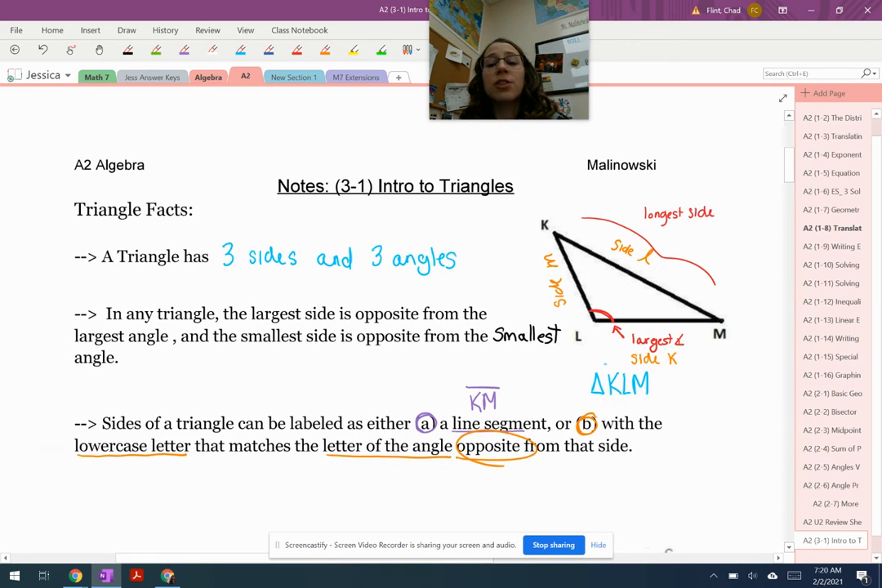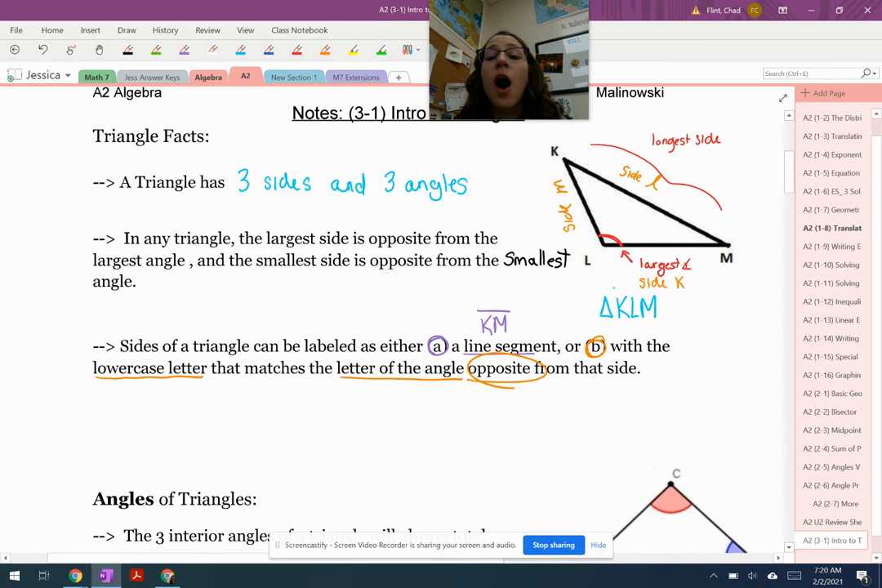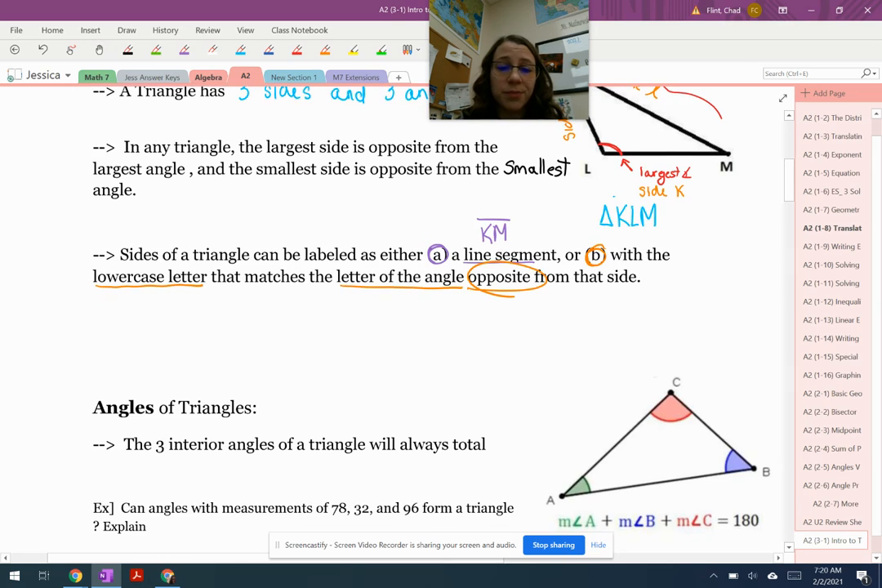So again, just making sure that you're using lowercase letters when you're doing that. Uppercase letters when you're talking about the line segments or the triangle name itself. Lowercase letters if you're just talking about the side there.